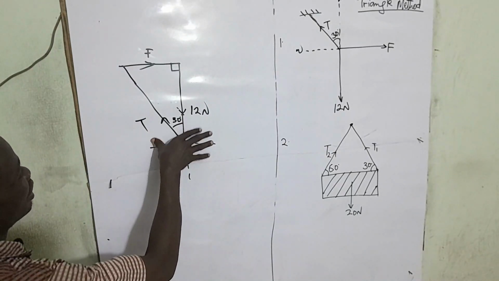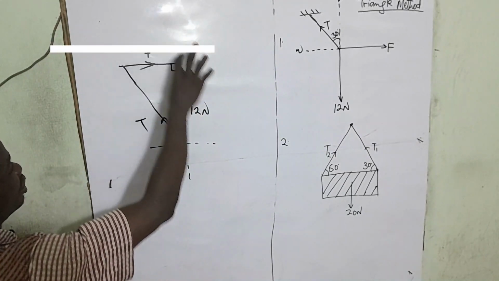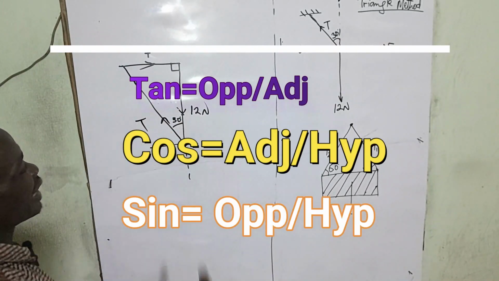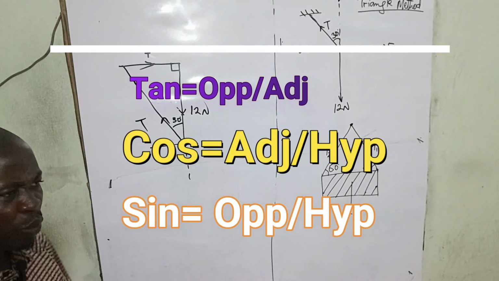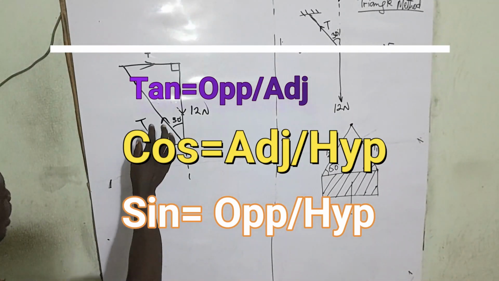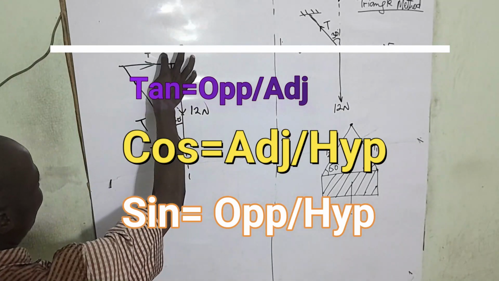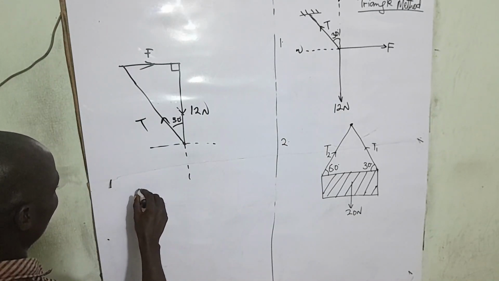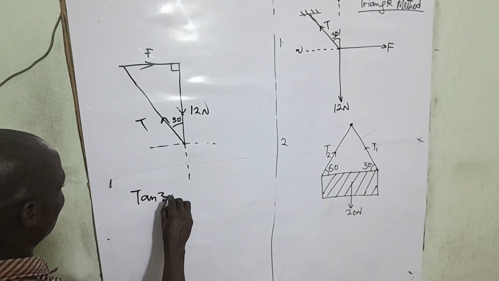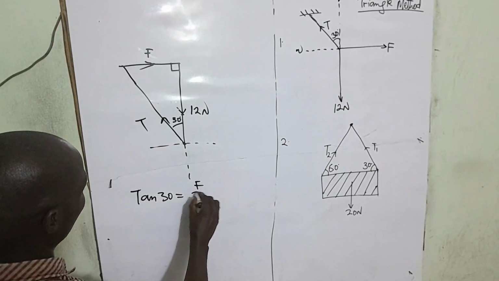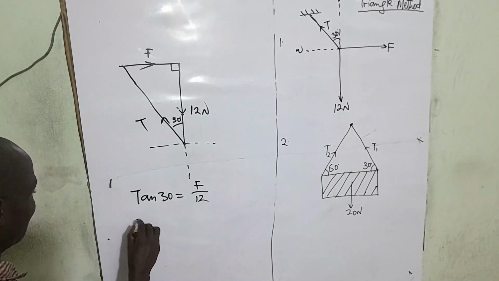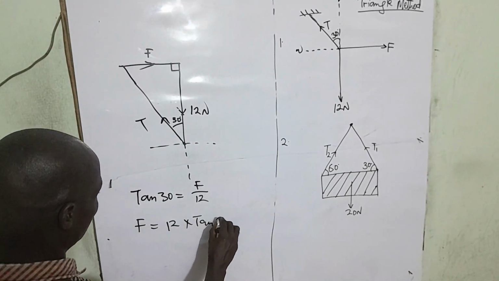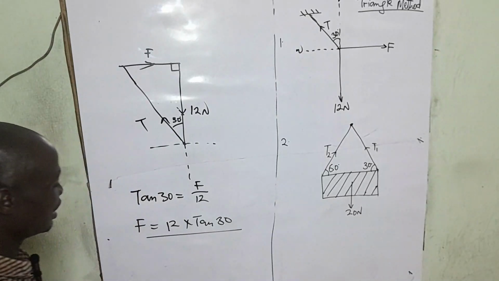So how then do we solve the forces? Opposite over adjacent is tan, and adjacent over hypotenuse is cos. Whichever way, we will always get the answer. In solving for F, we say opposite over adjacent, and that is tan. So tan 30 is equal to F over 12. That means that F is equal to 12 multiplied by tan 30, and that gives us the answer.